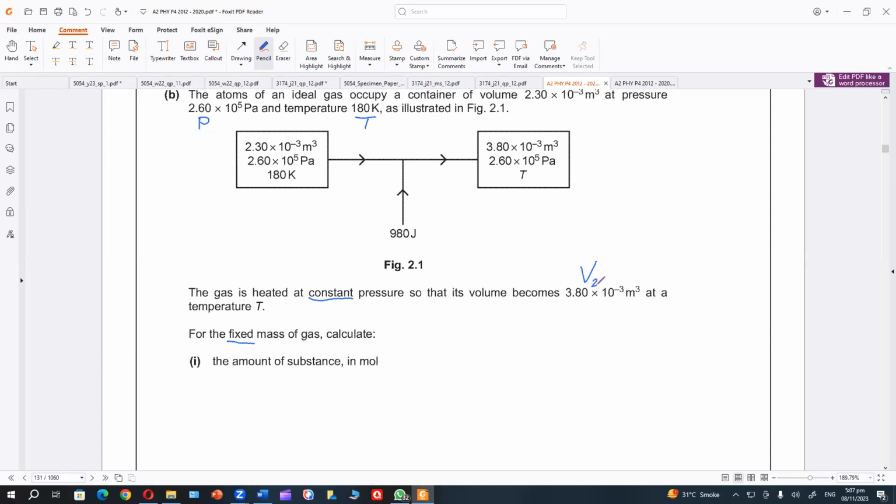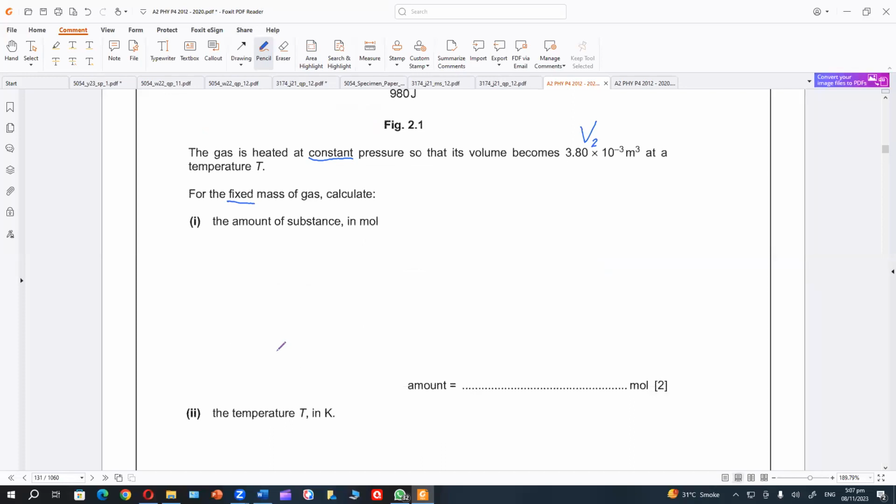When pressure is constant, it looks like a Charles law case. But the gas is heated. He said the mass of the gas, amount of substance in mole. So here we can use the chemistry formula: number of moles is equal to mass upon molar mass if the mass is given. Otherwise, ideal gas equation. He says for the fixed mass of the gas, calculate the amount of substance in mole.